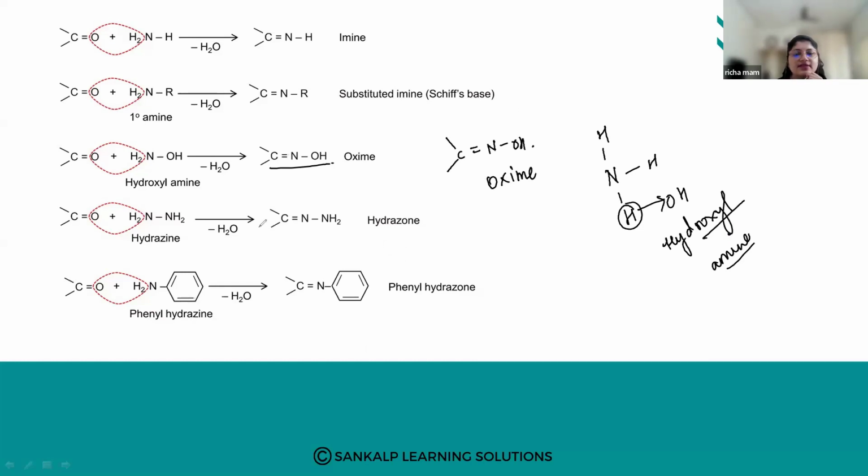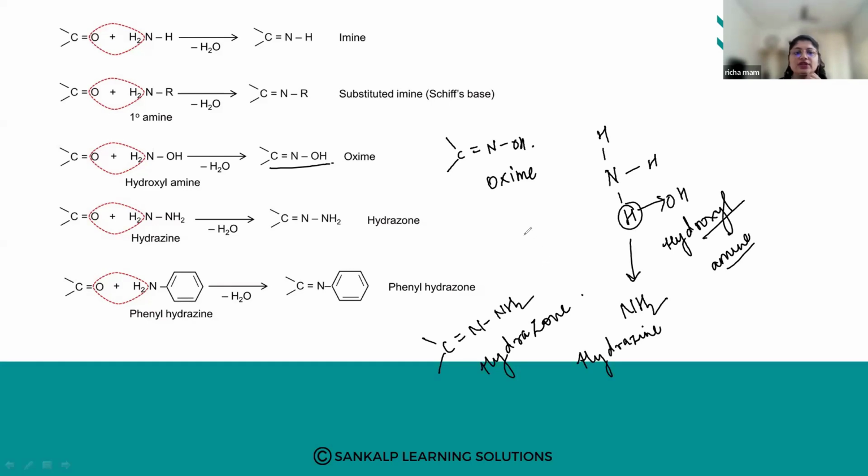Then next is when one of the hydrogens is replaced by NH2, it results in hydrazine. So what do you get? The obtained product is C double bond N NH2. So this is called hydrazone. Okay, please remember this.